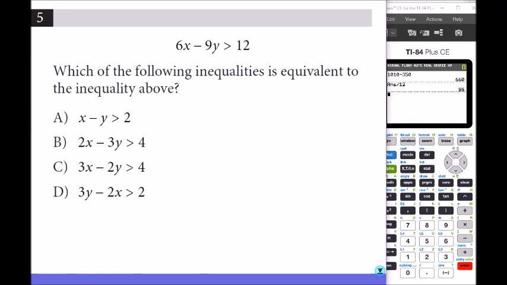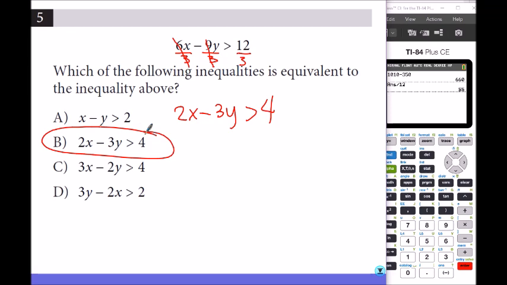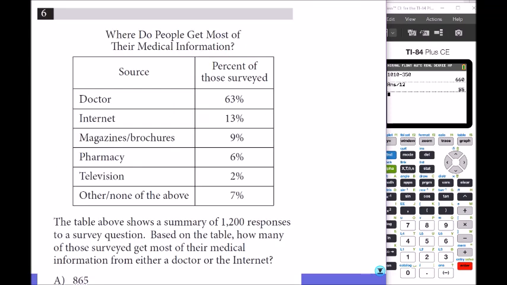Number 5: which of the following inequalities is equivalent to the inequality above? Here it seems like we can simplify this by dividing everything by 3. If you divide by a negative, the inequality flips, but we are dividing by a positive 3, so it stays the same. So you get 2x minus 9, divided by 3, is 3y greater than 4. So it's B, the exact same inequality.